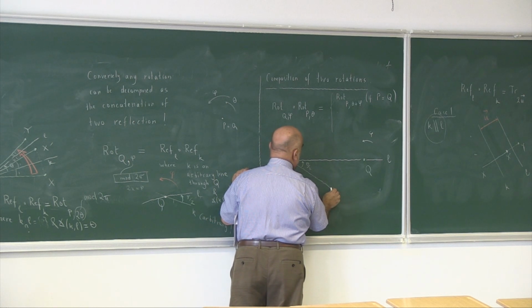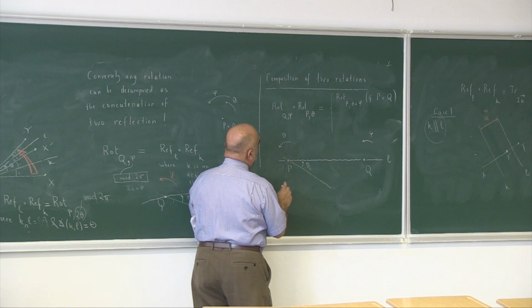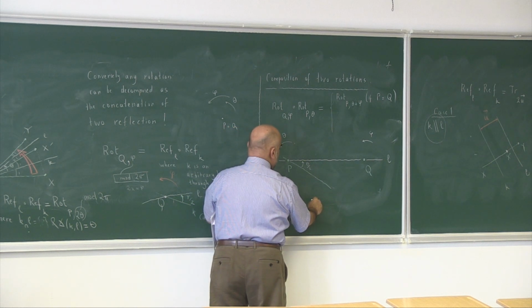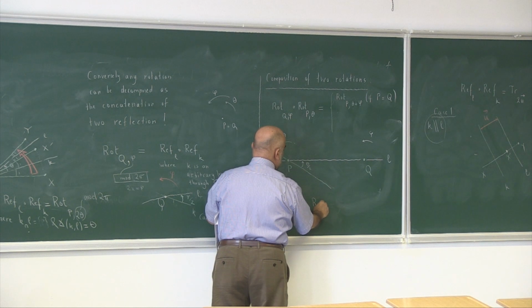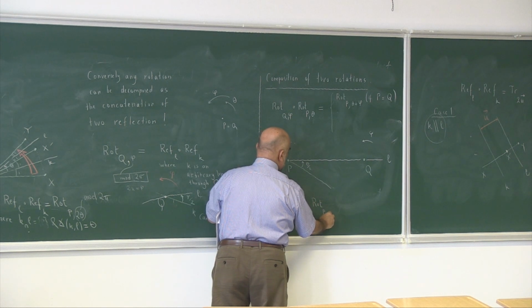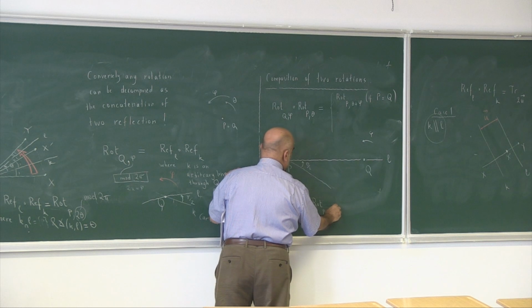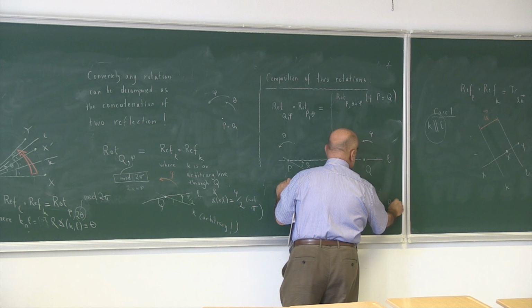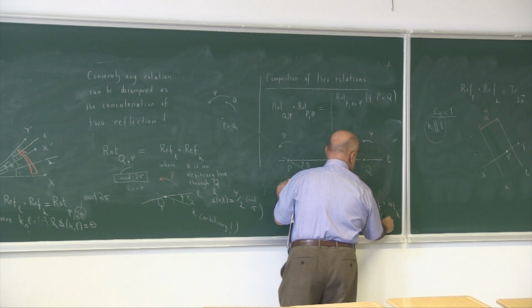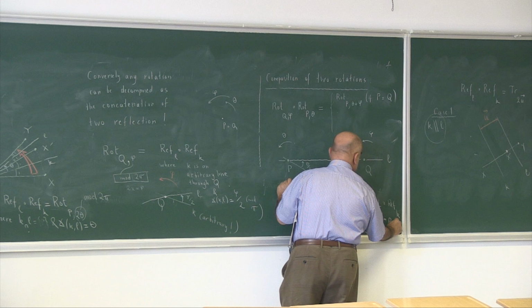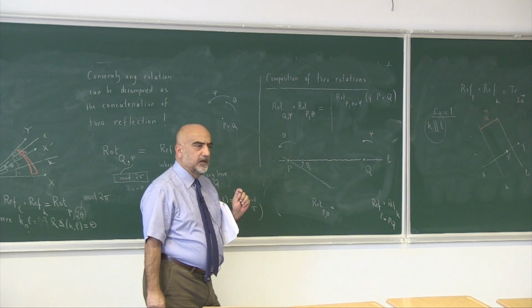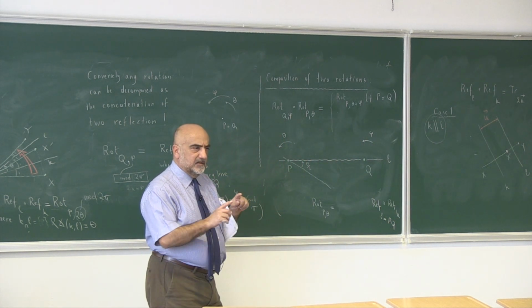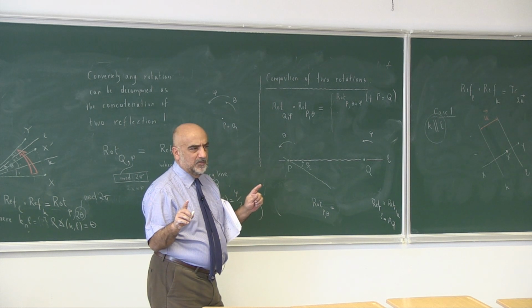So let me write down. So rotation about the point P through angle theta is now reflection in K followed by reflection in L. This L, children, I chose to be the straight line that joins P and Q. So I've been careful about separating P and Q so that I can talk about this line.